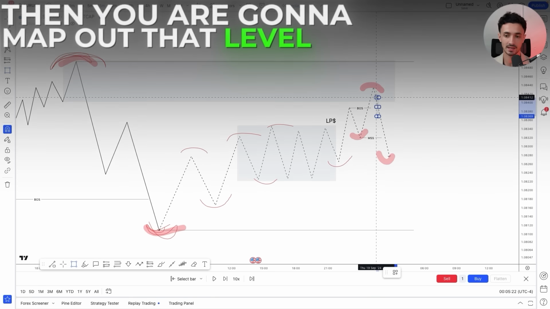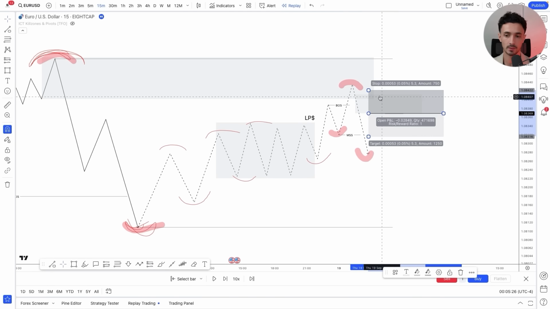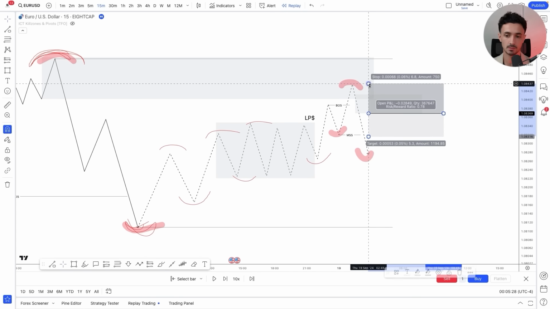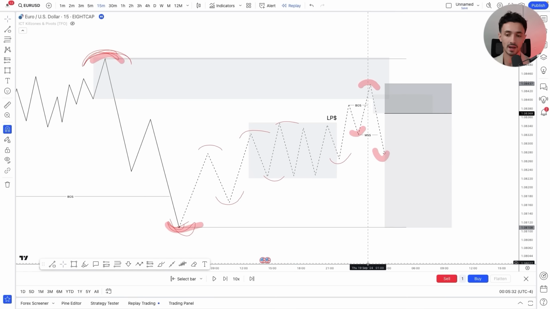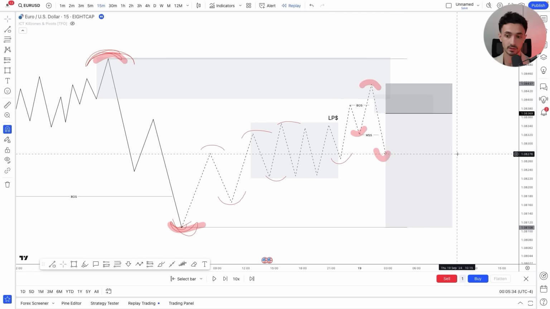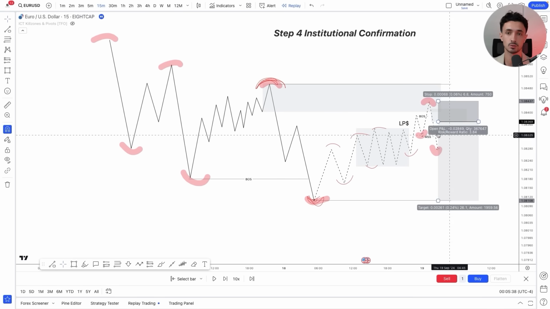Then you're going to map out that level, and then you're going to take your trade. You're going to take your short position, open in here. You're going to put your stop loss just above the high, and then you're going to take out the next swing low, or at least 5 risk to reward. That's our entry confirmation.